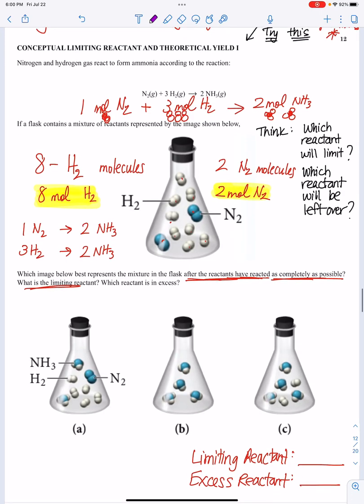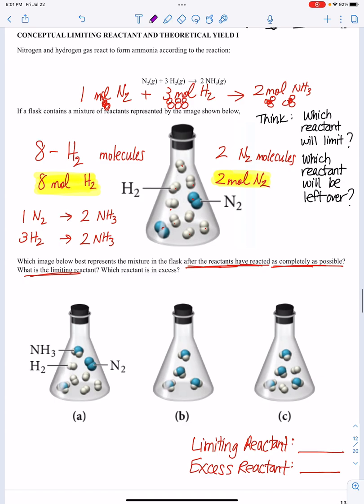Alrighty, AP Chemists, this is our summer work, important information part 4. This should be our 5th and final lecture for limiting reactant. I'm going to start us off with looking at this conceptual limiting reactant and theoretical yield with pictures. Maybe you were able to think about it and compare this to the sandwiches.